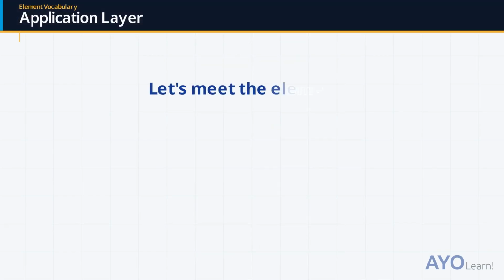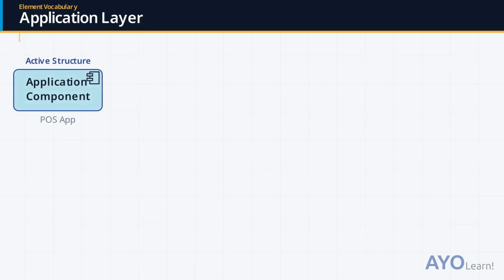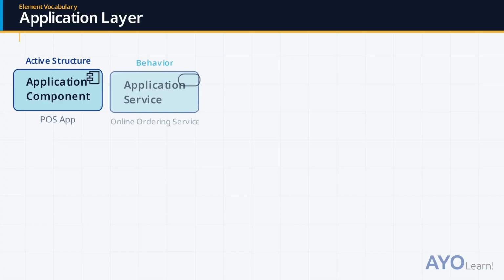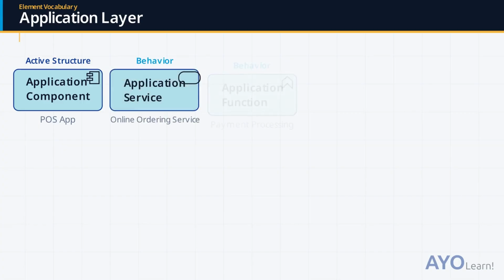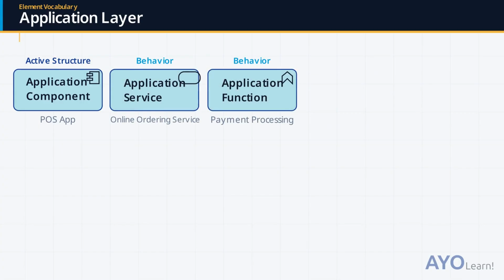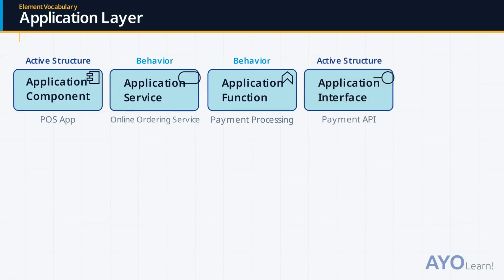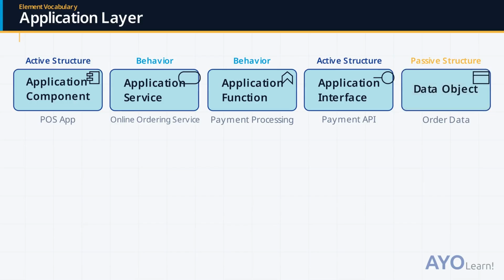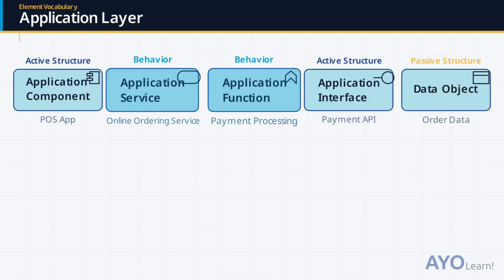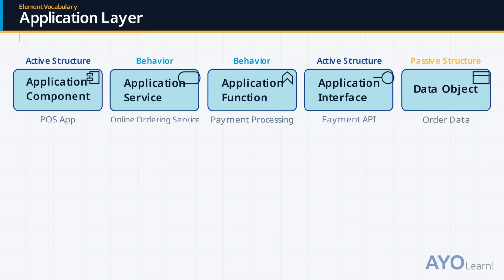Let's meet the elements. The application component is the structure, like the POS app. Application service and application function describe behavior: online ordering service and payment processing. An application interface, such as the payment API, is the access point. A data object holds information, like order data.